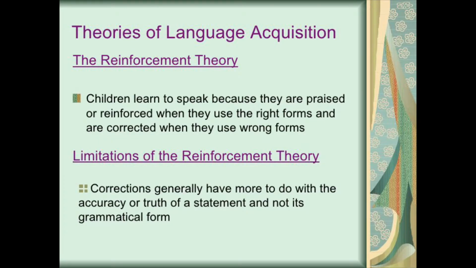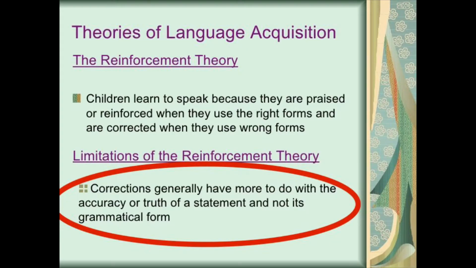The second way in which children don't acquire language is through reinforcement, which asserts that they do so by being corrected when speaking improperly and praised when speaking properly. However, although most parents do try to amend their child's speech, the corrections often have more to do with the statement's accuracy or truth value than its grammatical structure. Because when parents do try to impose prescriptivism, their attempts usually fail spectacularly.